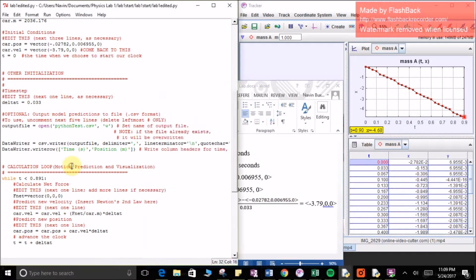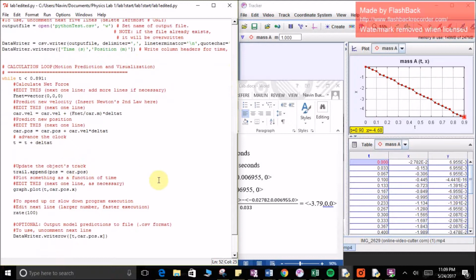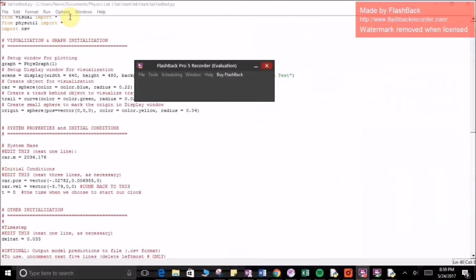As you can see right here, the while loop. This while loop is an iterative function that keeps running until 0.891 seconds, the final time. F net is equal to 0, which shows no net forces. And this next line is essentially Newton's second law rewritten in terms of assignments. And the last line right here is showing the change of position using the above line for the progression of the time period. The module produces this.